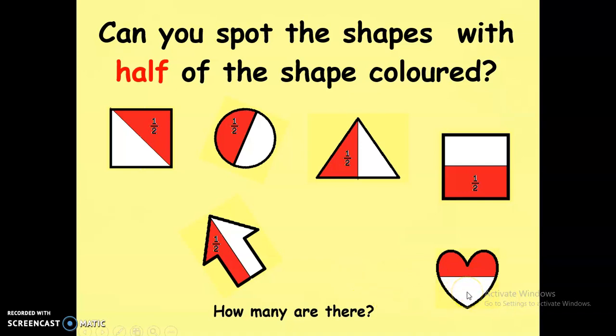And how about the heart? Is it cut into half? Oh no, it's not. So how many of these shapes that have been cut into half are there? So let's count. 1, 2, 3, 4, 5. There are 5 of them.